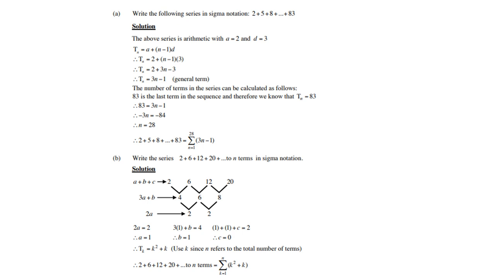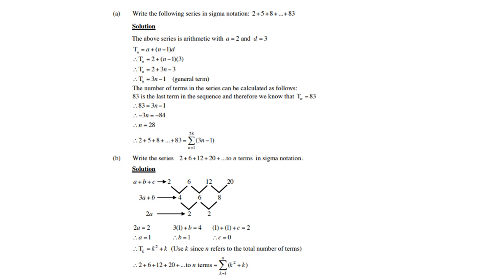Write the following series in sigma notation. So now we're going to reverse the process. We're going to do it the other way around. So 2 plus 5 plus 8 plus up to 83. Now 83 is the last term. Now if you have a closer look, you'll notice this is arithmetic. Because 5 minus 2 is 3, 8 minus 5 is 3. So there is a common difference of 3. So therefore, a is 2 and d is 3.